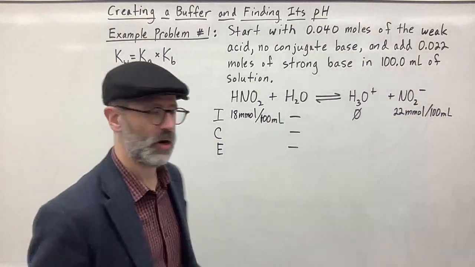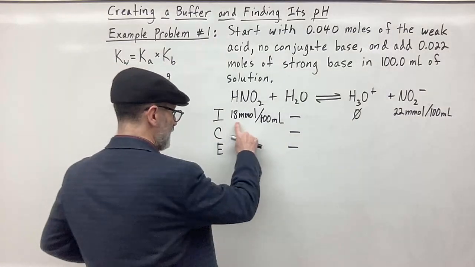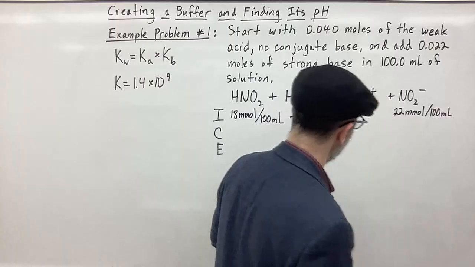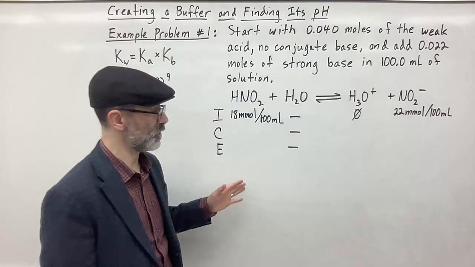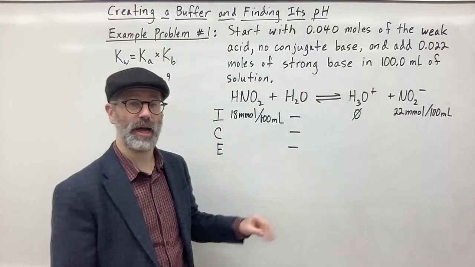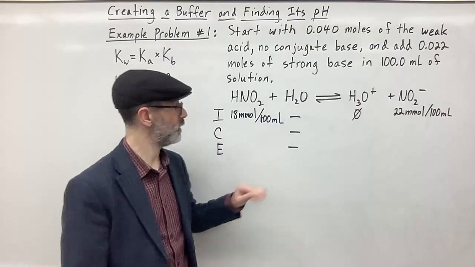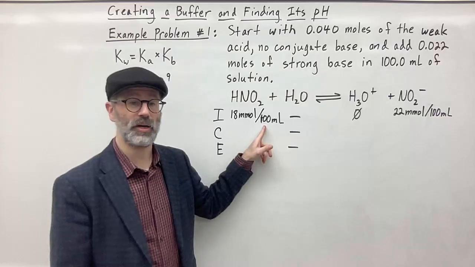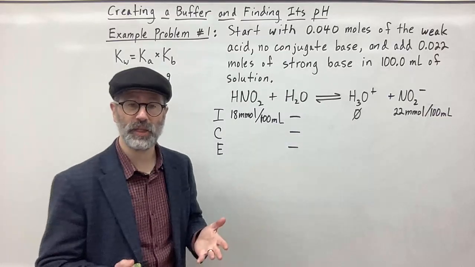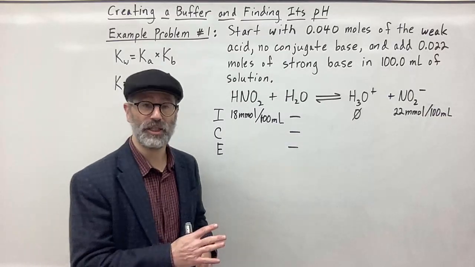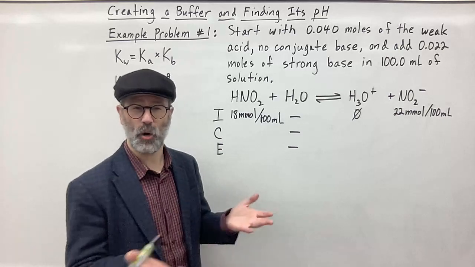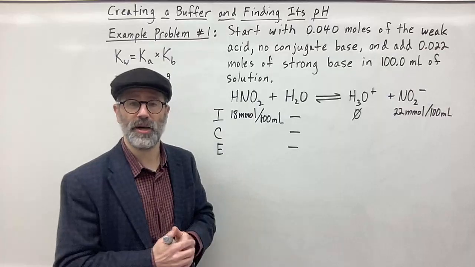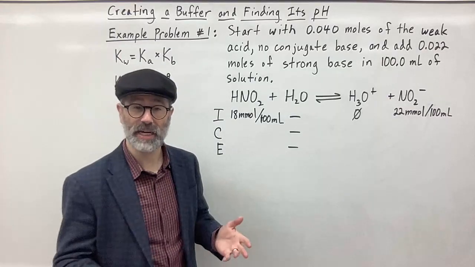Sorry about that. Okay, so we have the 18 millimoles of the weak acid. We have the 22 millimoles of the conjugate base left over, just like we saw at the end of the previous part. And you'll notice here that I'm dividing by 100 milliliters. Remember, we made 100 milliliters of this solution. We want to convert back to molarity, to concentrations, because equilibrium is based on concentrations.